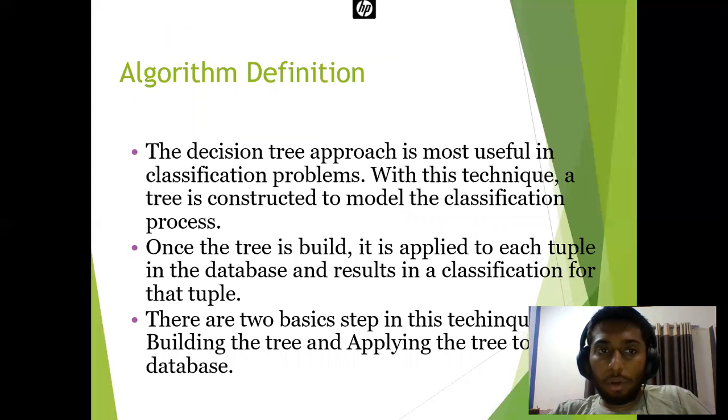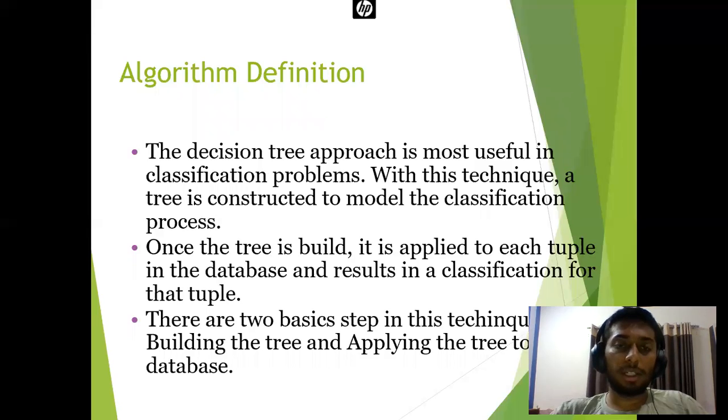Now, the decision tree approach is most useful in classification problems. With this technique, a tree is constructed to model the classification process. Once the tree is built, it is applied to each tuple in the database and results in a classification for that tuple. There are basically two steps: building the tree and applying the tree to the database.